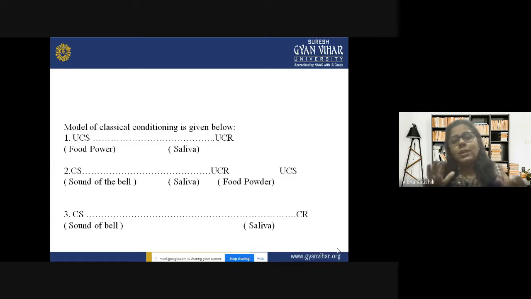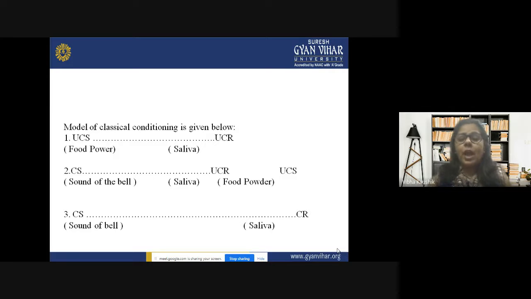Means what is happening here? When a natural stimulus is presented, the organism will respond in an unlearned manner, in a natural manner, and the response will come. In the second condition, what he has done, he has started pairing the conditional stimulus with the unconditional stimulus, that is the sound of the bell, and pairing of the sound of the bell with presentation of the food. So what happened, the dog salivates, it's an unconditional response.